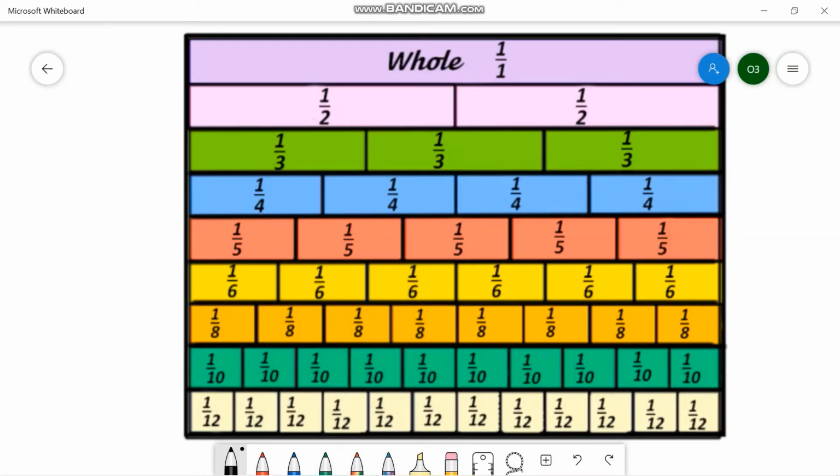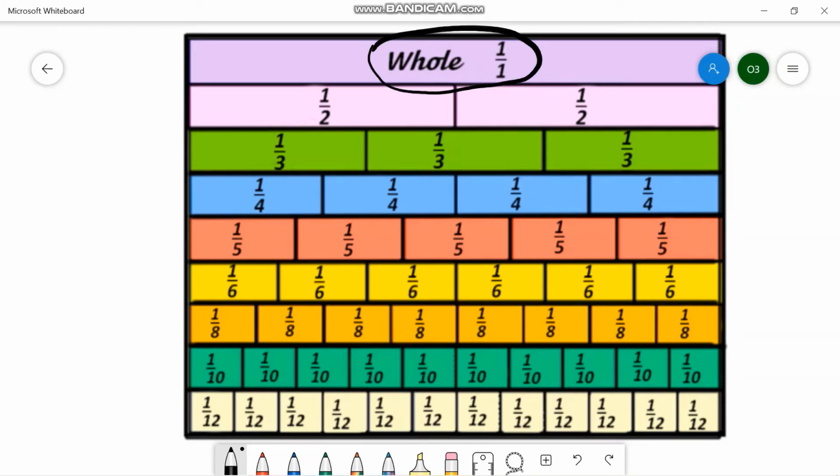Okay, so let's begin. What you can see on your screen is what we call a fraction wall or a fraction chart, okay? Basically, we can use this for comparing and ordering fractions because you can see here which one is bigger, which one is smaller. This fraction wall is divided into different parts. You will see the first one. This is one whole.